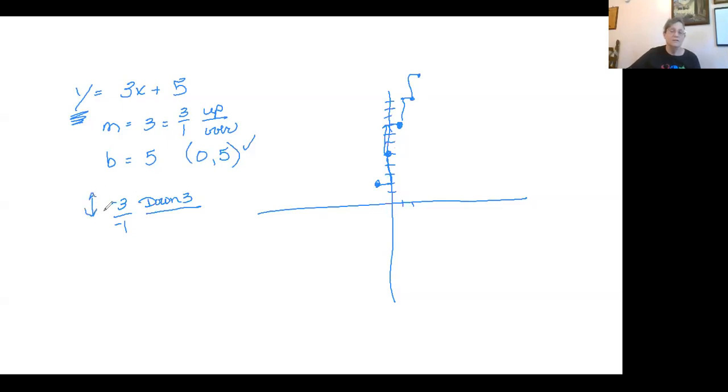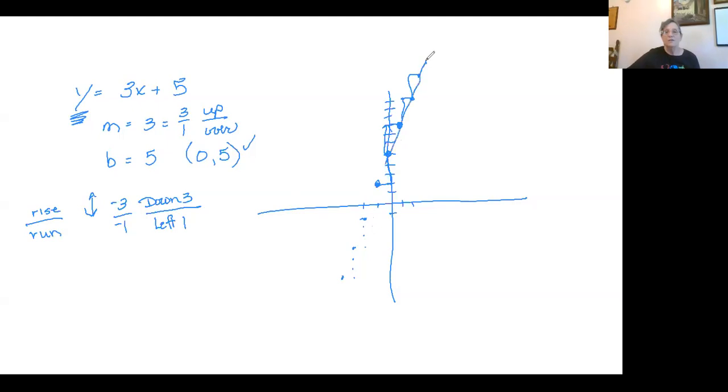Up and down is vertical. So the rise, if it's negative, is actually a drop. And the run, if it's positive, goes to the right. If it's negative, it goes to the left. So if we go down 3 and 1 to the left, 1, 2, 3, 1, we get more points on the line.